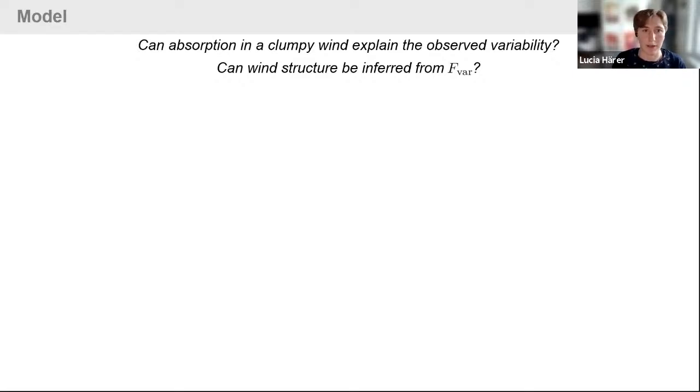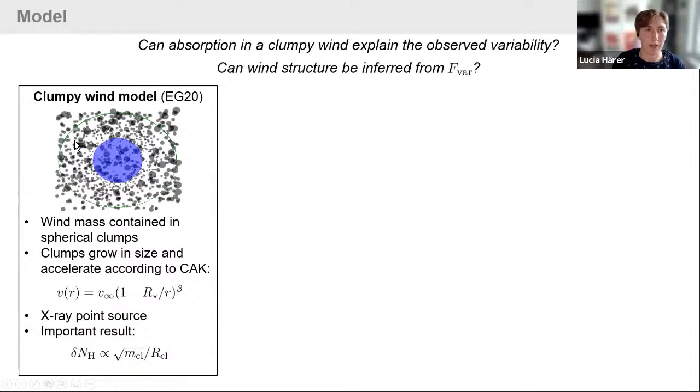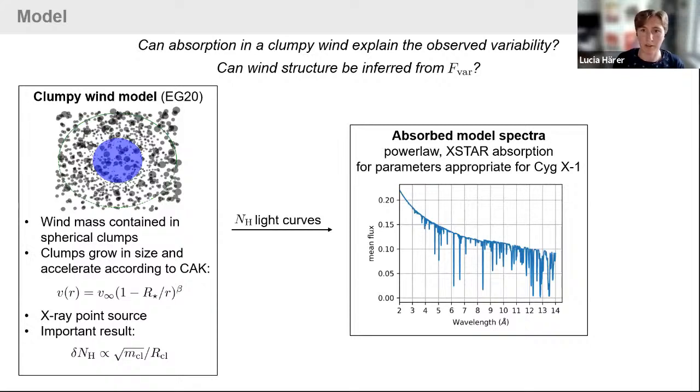We did this by a modeling approach, based on the clumpy wind model that I talked about in the beginning by Emissivity et al. Here the wind is assumed to consist of spherical clumps that move outwards, accelerate and also grow. From this model, we obtain NH light curves. These light curves we can then feed into a model which creates absorbed model spectra, and from this we can calculate the excess variance spectrum.